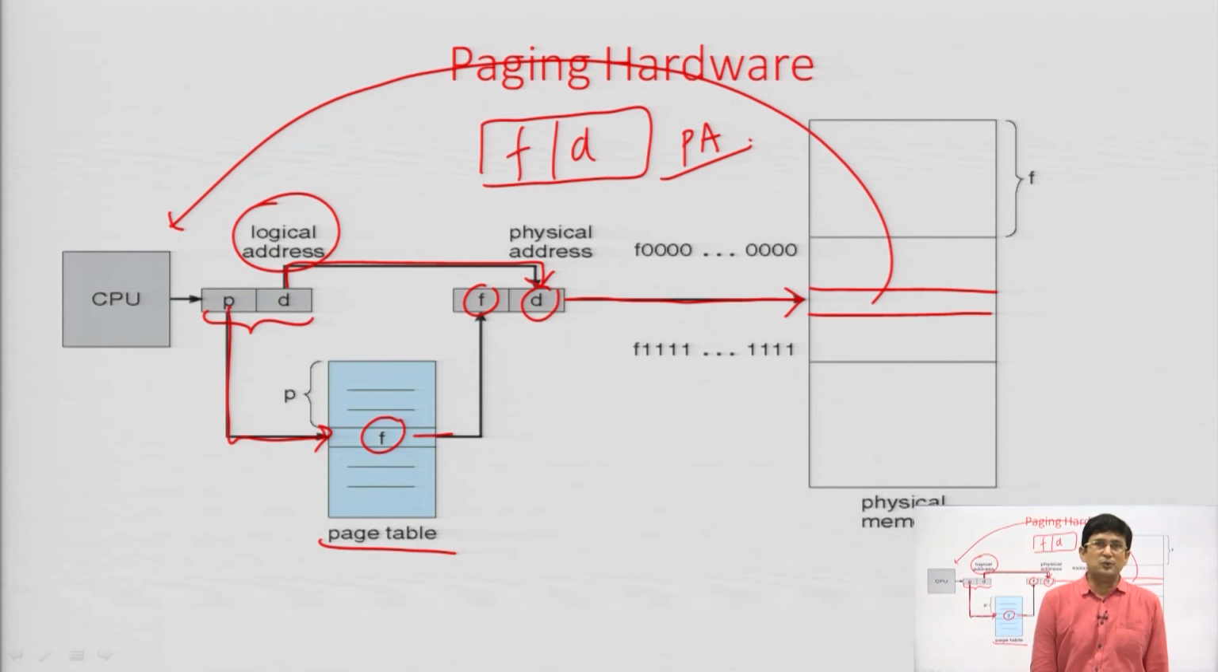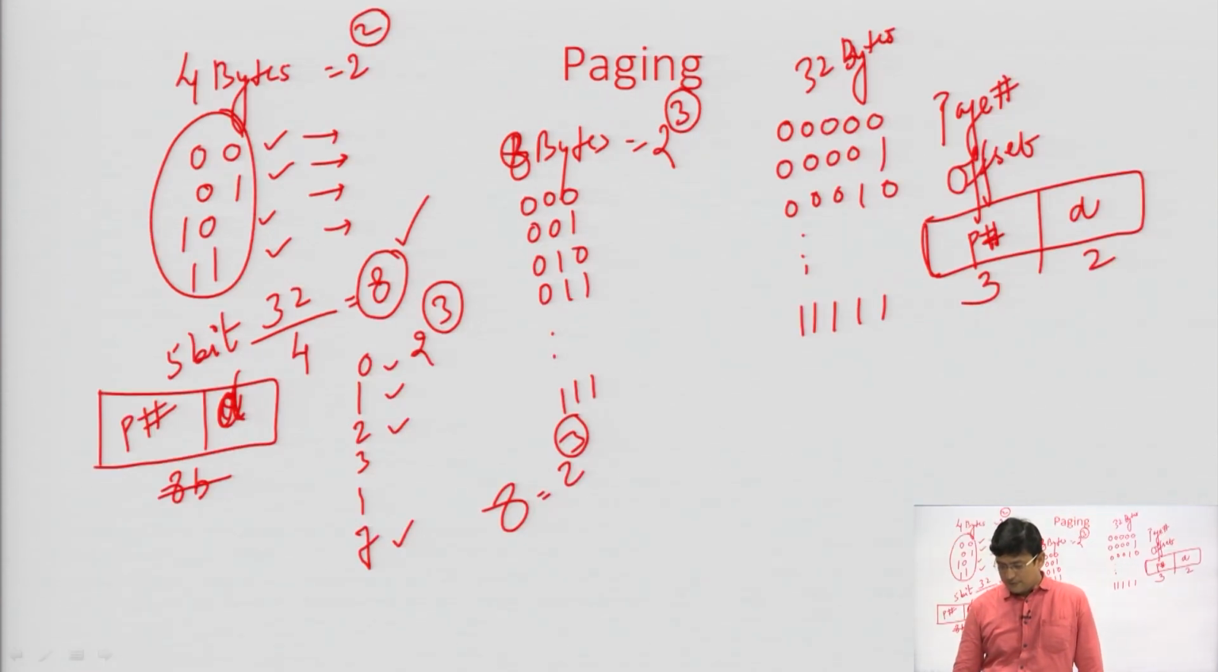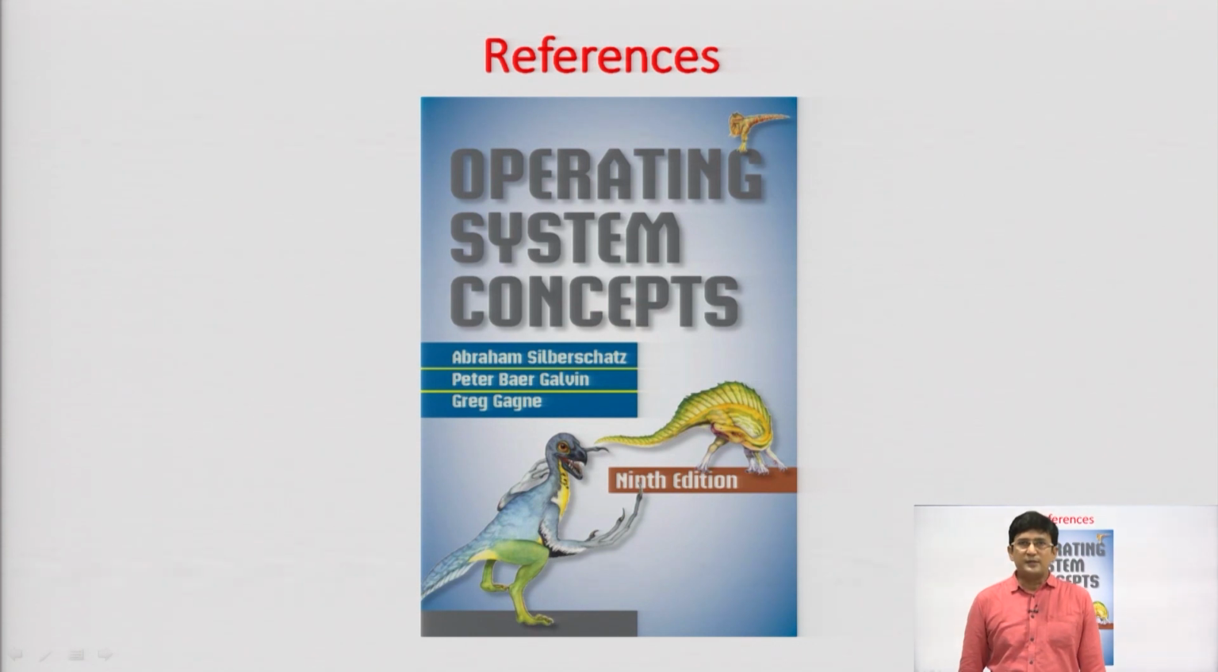So the first thing that you should know is how the address translation takes place. We have discussed it here, that we refer to the page table for the conversion of the logical address to the physical address. This is the reference for this lecture, Operating System Concepts by Silberschatz and Galvin, and in the next lecture we will discuss a lot of numericals related to paging.